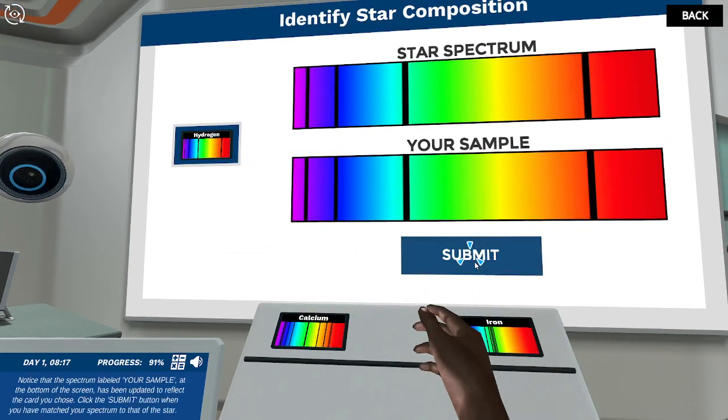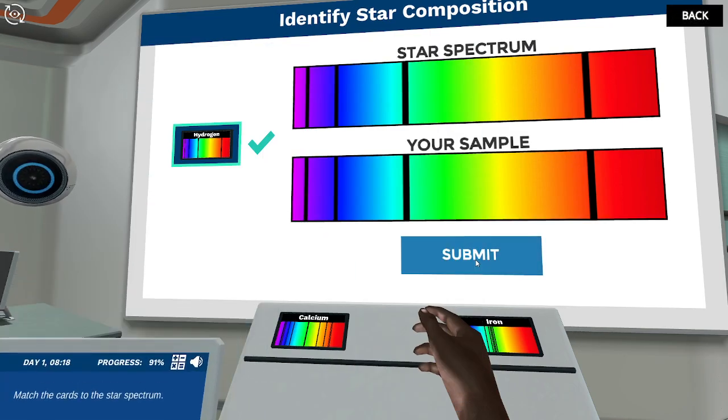Notice that the spectrum labeled, "Your Sample," at the bottom of the screen, has been updated to reflect the card you chose. Click that Submit button when you have matched your spectrum to that of the star. Well done! The spectrum of the star matches the spectrum of the hydrogen atom, so the atmosphere of the star must be made of hydrogen.